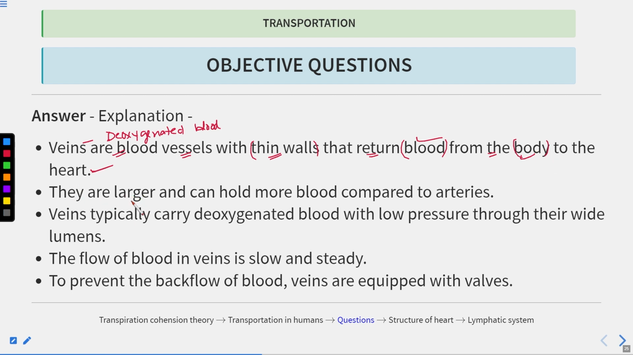Now these veins are larger, and they can hold more blood compared to the arteries. The veins typically carry deoxygenated blood with low pressure through their wide lumen. So their lumen is very wide. That's why the pressure is very low. The flow of the blood in the veins is very slow and steady, and to prevent the backflow of the blood, veins are equipped with walls. So the answer to this question is low pressure. In veins we have low pressure, and walls are present to prevent the backflow of the blood.